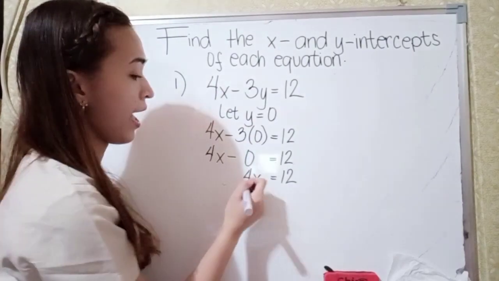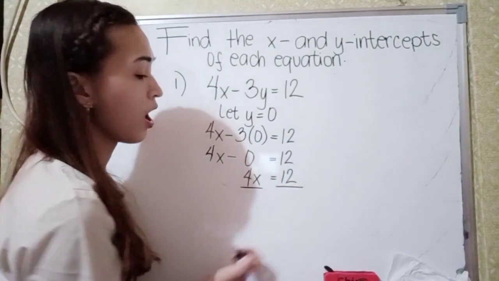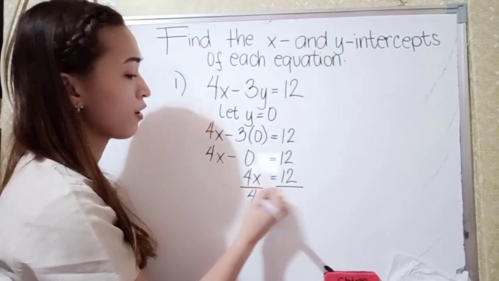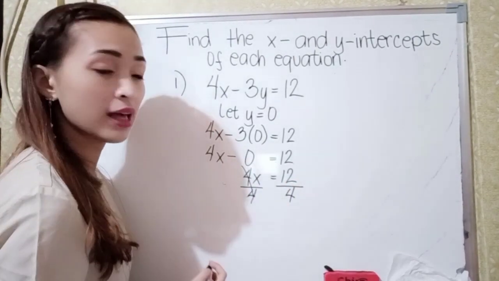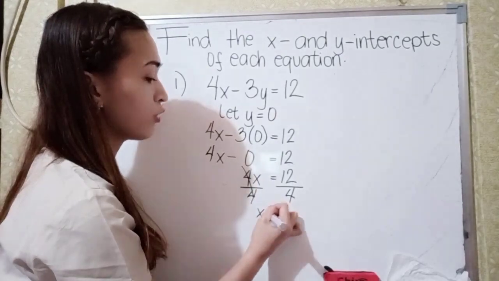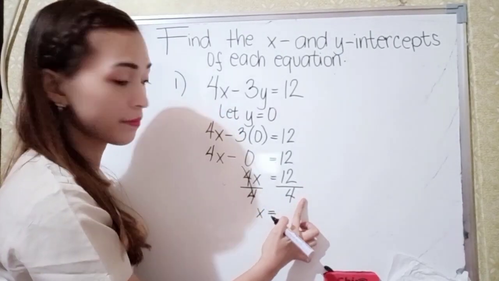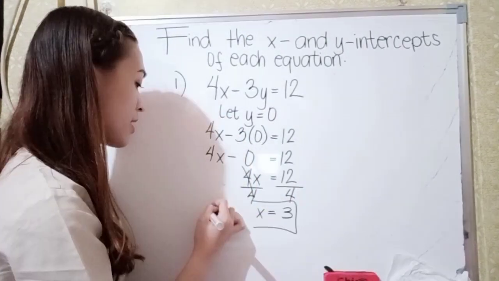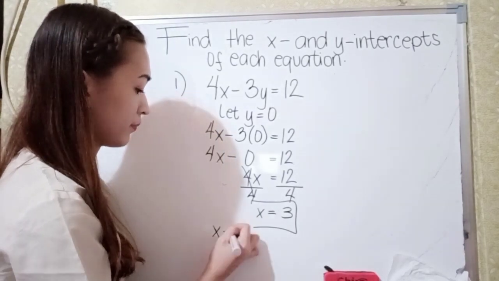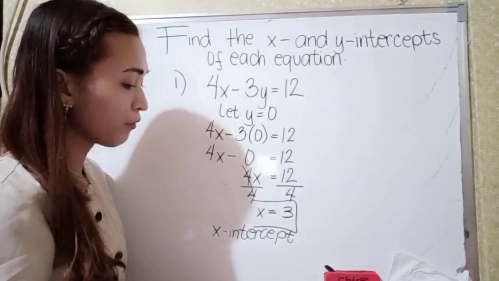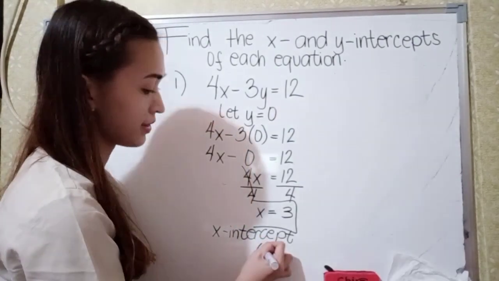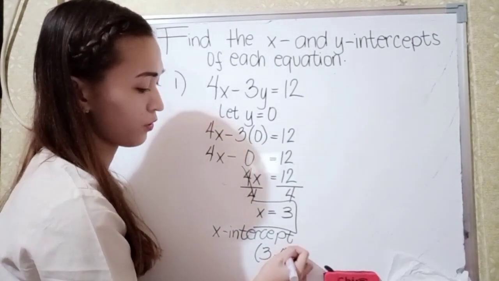Next, to get x, just divide both sides by 4. So 4 divided by 4 is 1, so that is canceled. x is equal to 12 divided by 4, which is 3. Our x-intercept here is (3, 0).